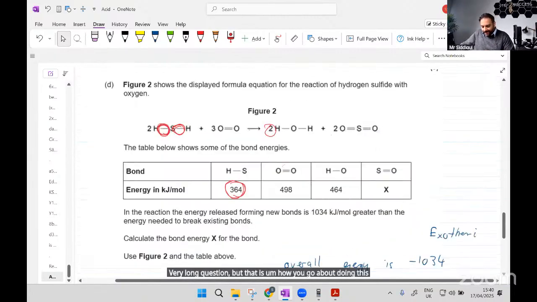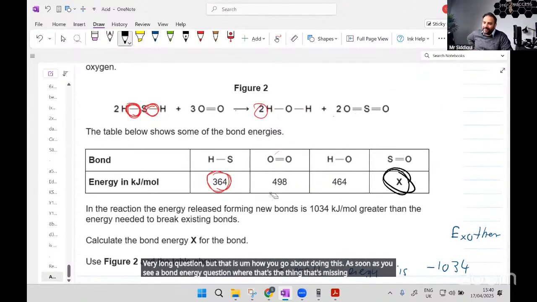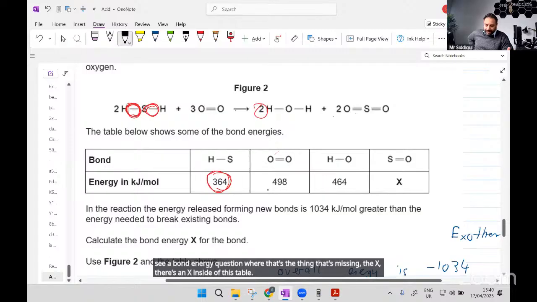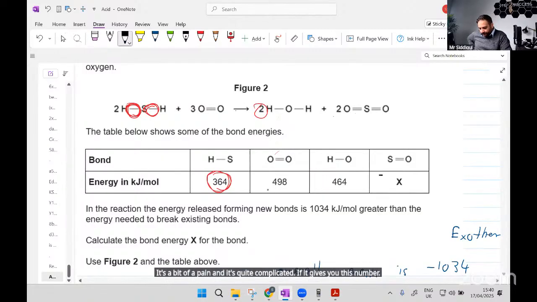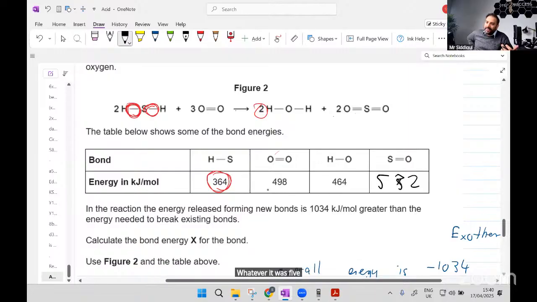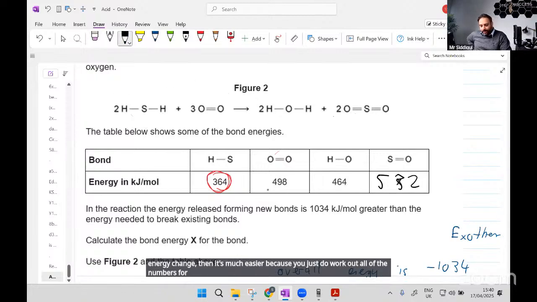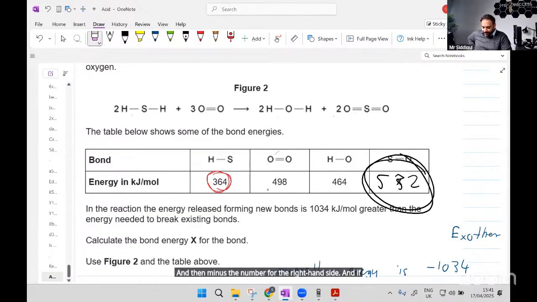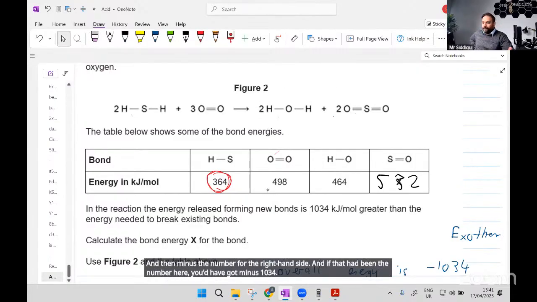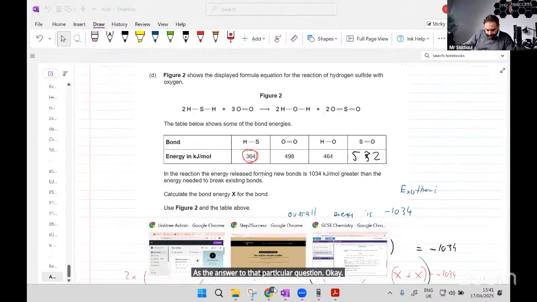As soon as you see a bond energy question where that's the thing that's missing, the x, there's an x inside this table, it's a bit of a pain and it's quite complicated. If it gives you this number, whatever it was, 532, and it just says calculate the overall energy change, then it's much easier, because you just work out all of the numbers for the left-hand side and then minus the number for the right-hand side. And if that had been the number here, you'd have got minus 1034 as the answer to that particular question. Okay, let's move on.